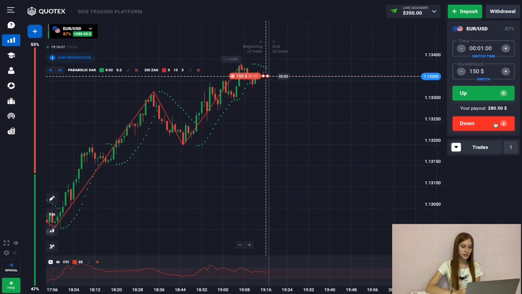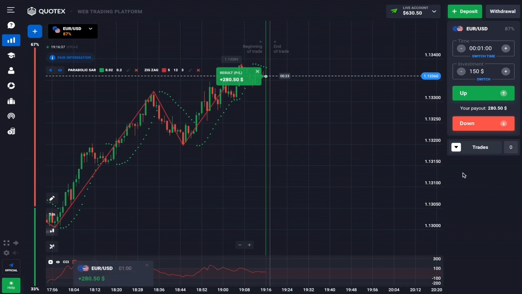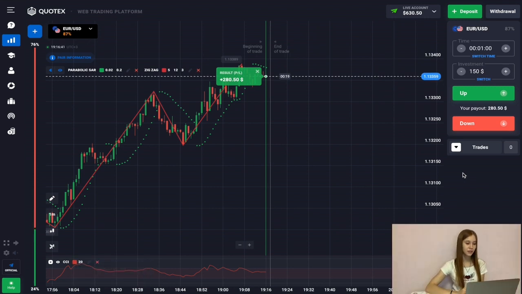Also, the CCI indicator has moved from the overbought state to the average one, where we see a slight sideways movement, but the trend has its downward movement. So now we can successfully close our deal, and let's wait for the deal to close. So we successfully close our trade.